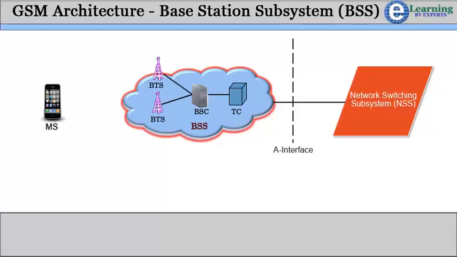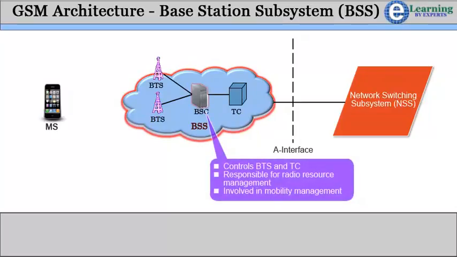Several BTSs are controlled by BSC and transcoder is physically located inside BSC. BSC is the central part of BSS and it controls BTS and TC. It provides much of the radio-related intelligence such as radio resource management, in which it controls the allocation and deallocation of radio resources on the BTS. It is also actively involved in mobility management aspects such as location tracking and handovers.